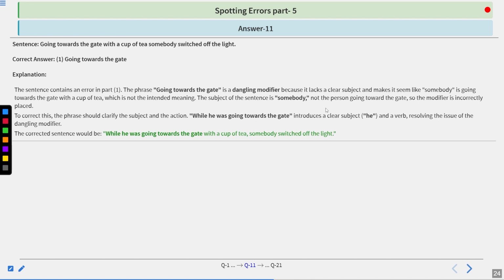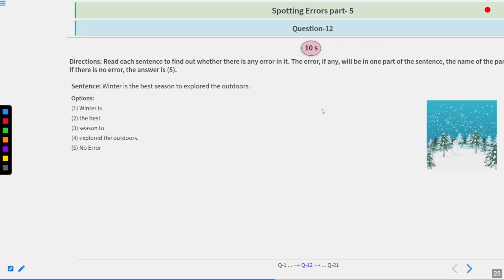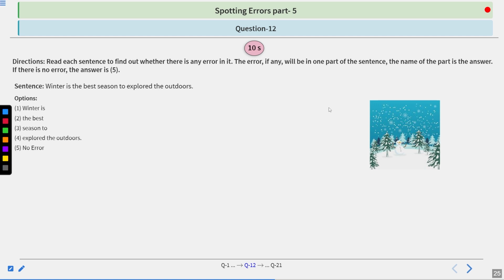To correct this, the phrase should clarify the subject and the action. "While he was going towards the gate" introduces a clear subject, "he," and a verb, resolving the issue of the dangling modifier. The correct sentence would be, while he was going towards the gate with a cup of tea, somebody switched off the light. I hope you have understood. Let's move to the next question. The sentence is, winter is the best season to explore the outdoors. Options are given below. You have 10 seconds to spot the error.